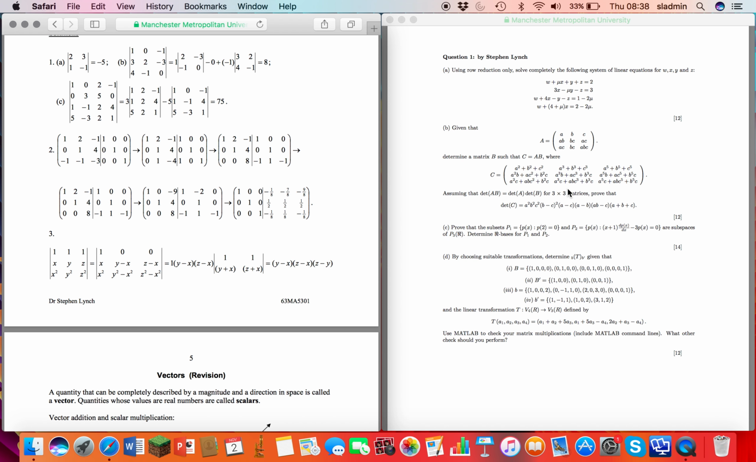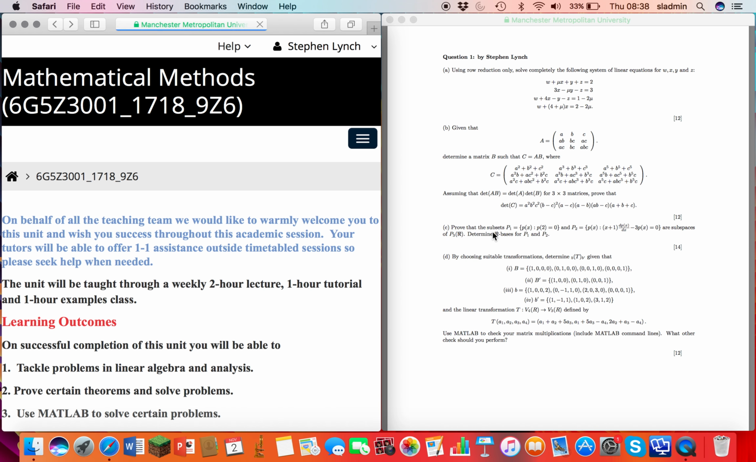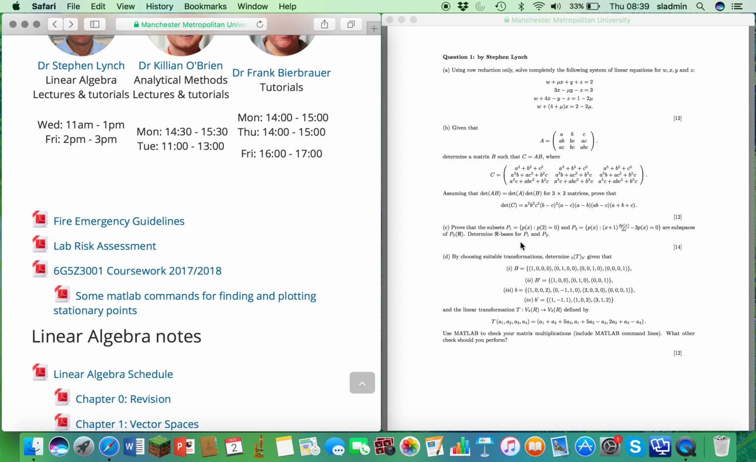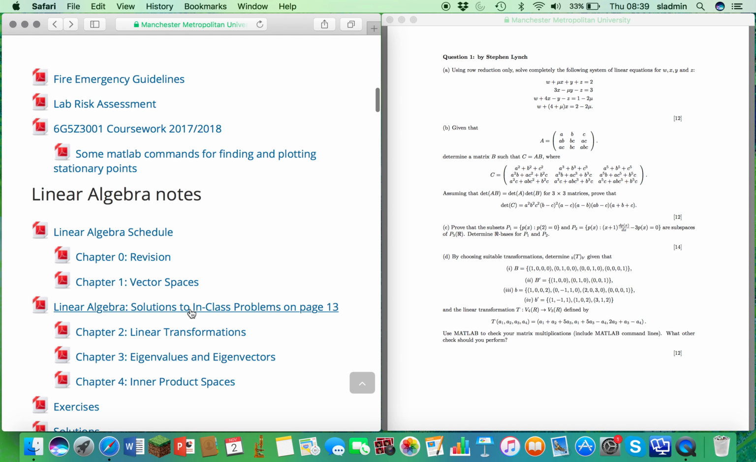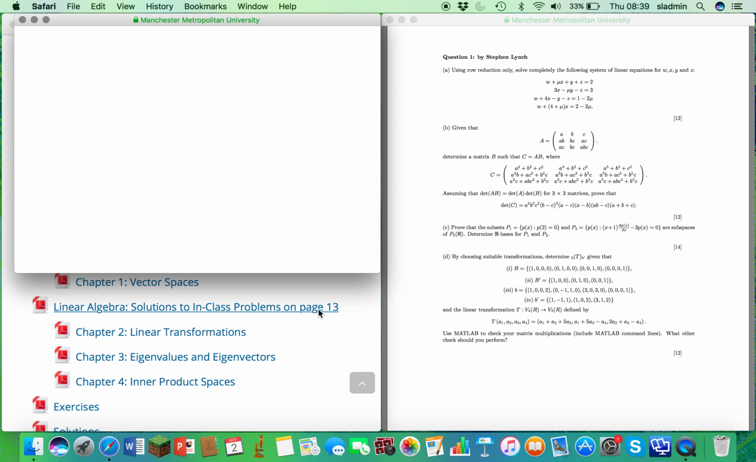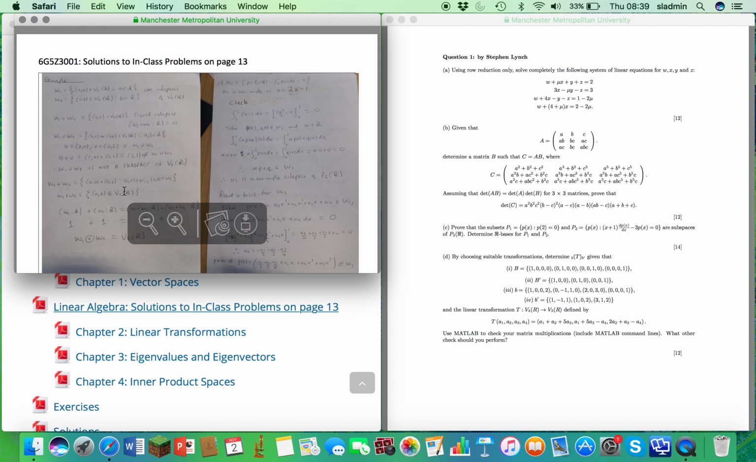For part C, we want to prove that these subsets P1 and P2 are subspaces of P3R. Now again, if you look at the notes, you will see that I've put solutions to the in-class problems from page 13. And if you look at those problems, the solutions, you will see that they are similar to this problem in the coursework. And you also need to determine R bases for P1 and P2. And again, if you look at these solutions, we do obtain some R bases.